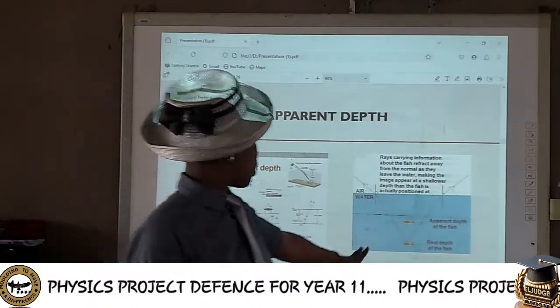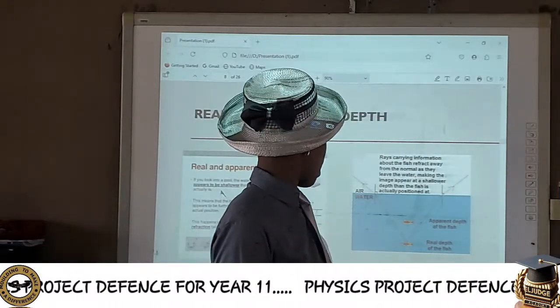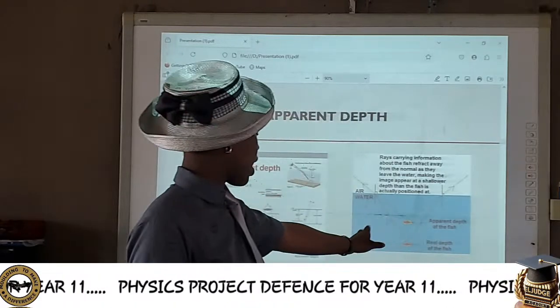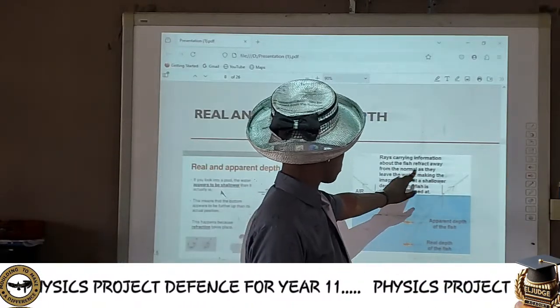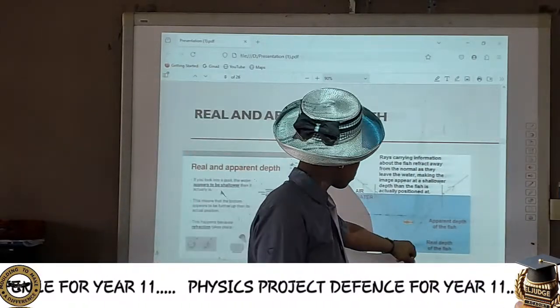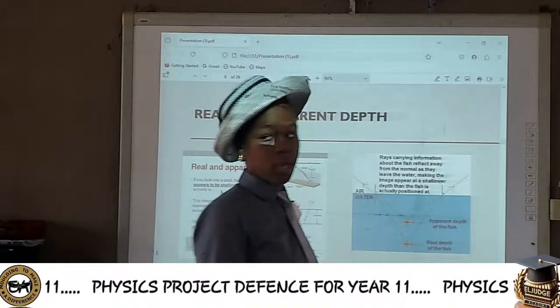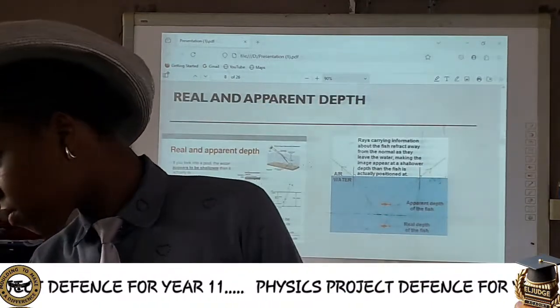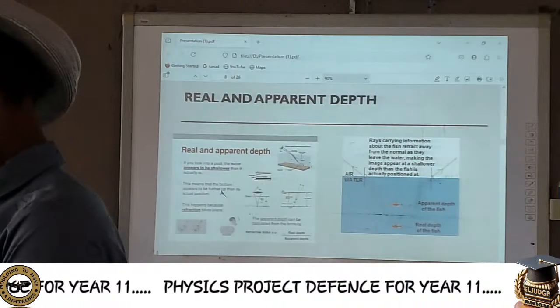So when we look at this diagram, the real depth of the fish is lower than you may see while looking at the depth of the pool, because there is refraction, of course, which bends the light waves, causing the fish to seem a bit shallower than expected.